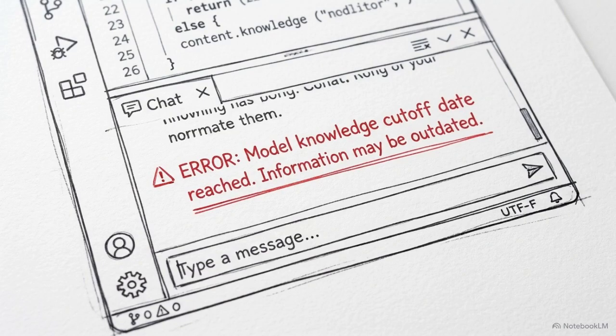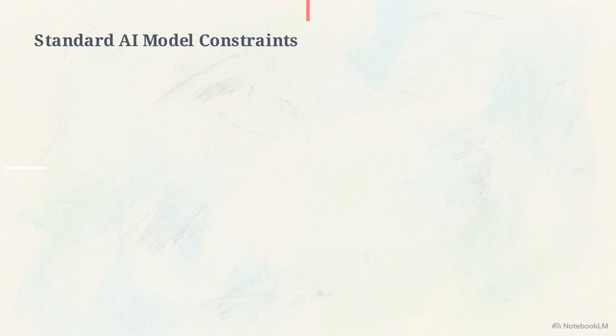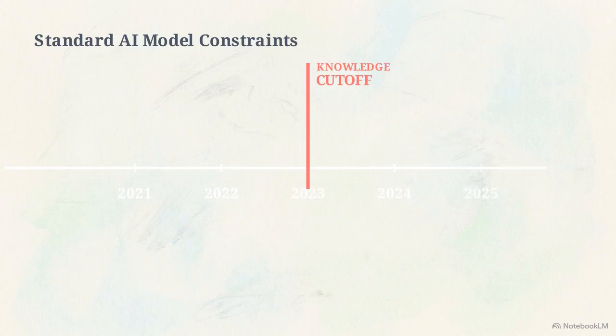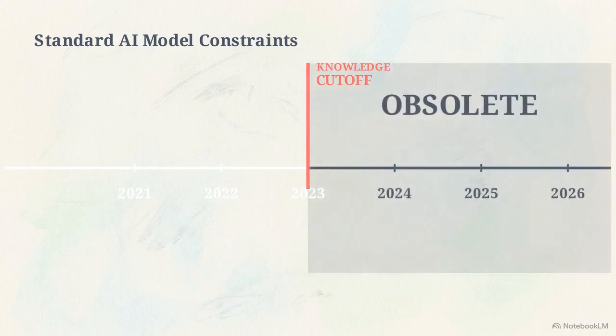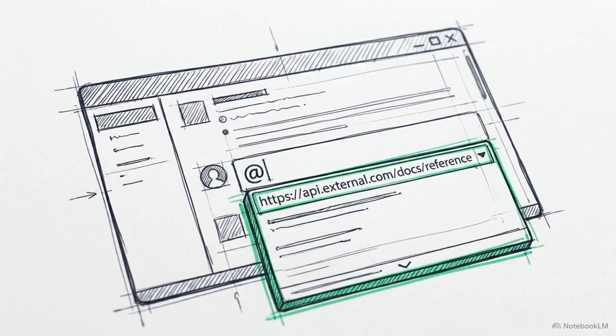Standard AI models share a critical limitation: their training data cutoff dates. If you are working with a library that updated last week, the default model is already obsolete. You bypass this using the @docs feature. By typing the symbol and selecting docs, you can paste an external URL. The IDE immediately scrapes the documentation directly into its context window.